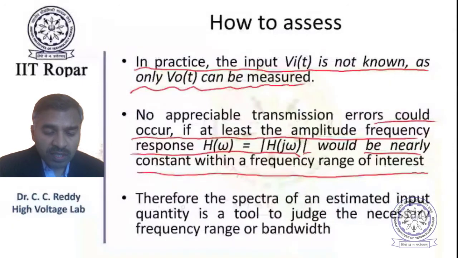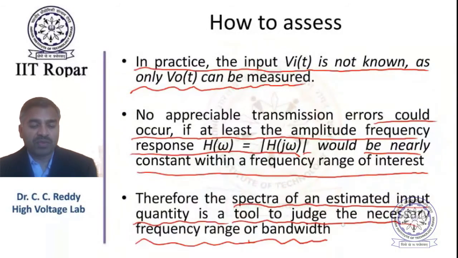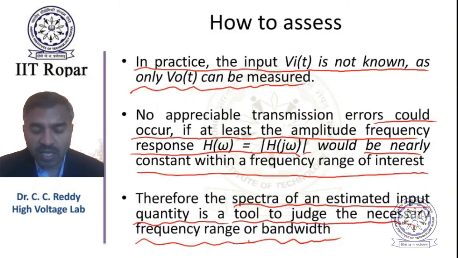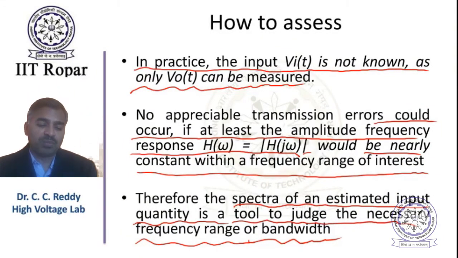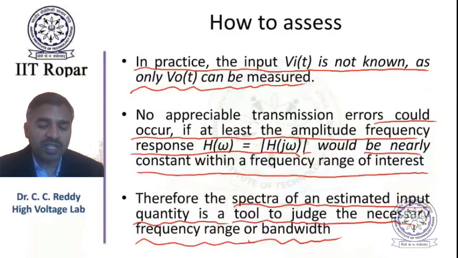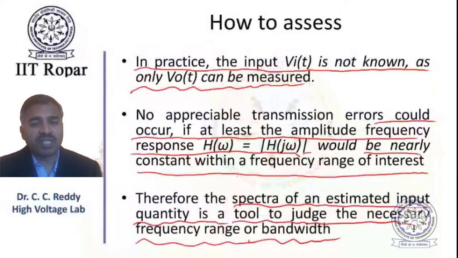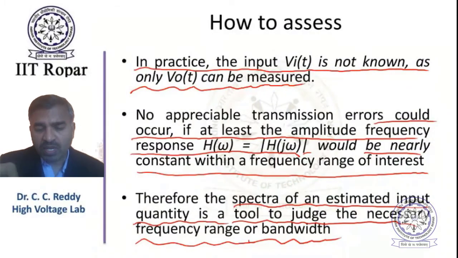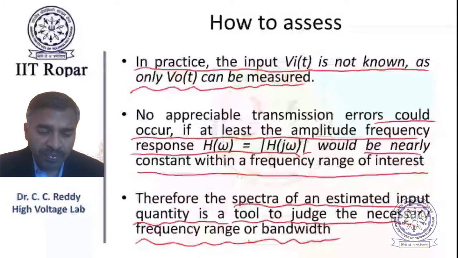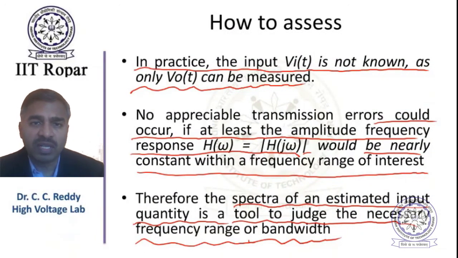Now, therefore, the spectra of an estimated input quantity is a tool to judge the necessary frequency range or bandwidth. Suppose you know a certain input quantity, then you judge its frequency range. If in its frequency range your transfer function has an almost constant value, then obviously there will be no errors.